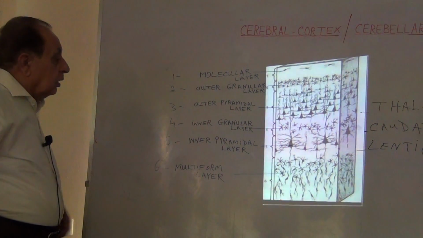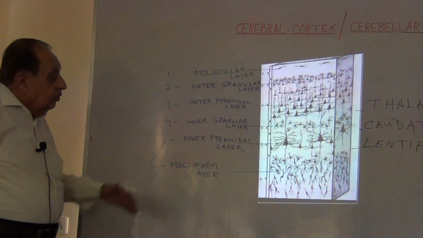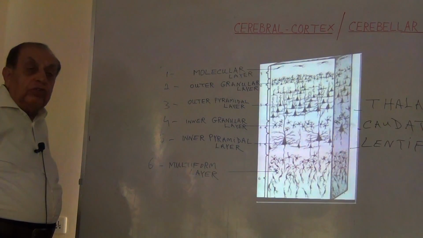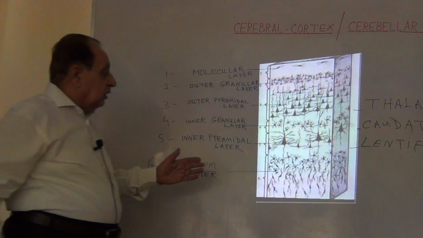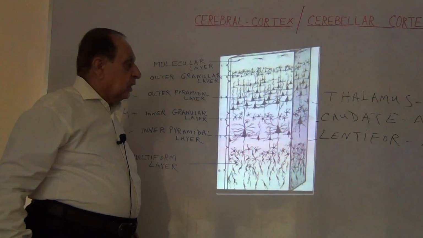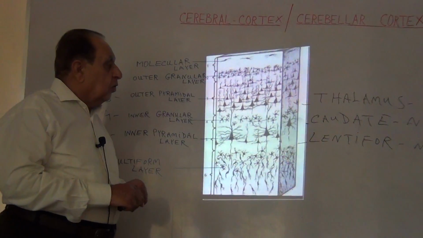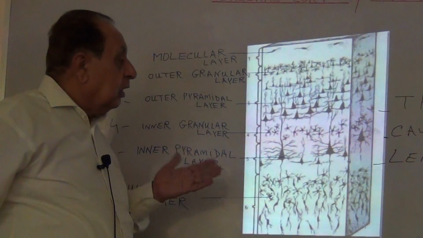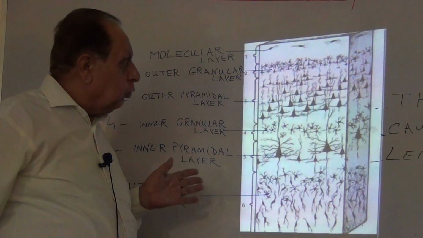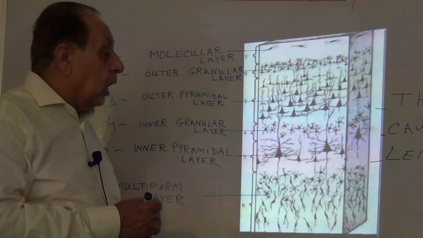Now the fibers are of three types arising in the white matter. The first type of fiber is the association fibers or arcuate fibers.